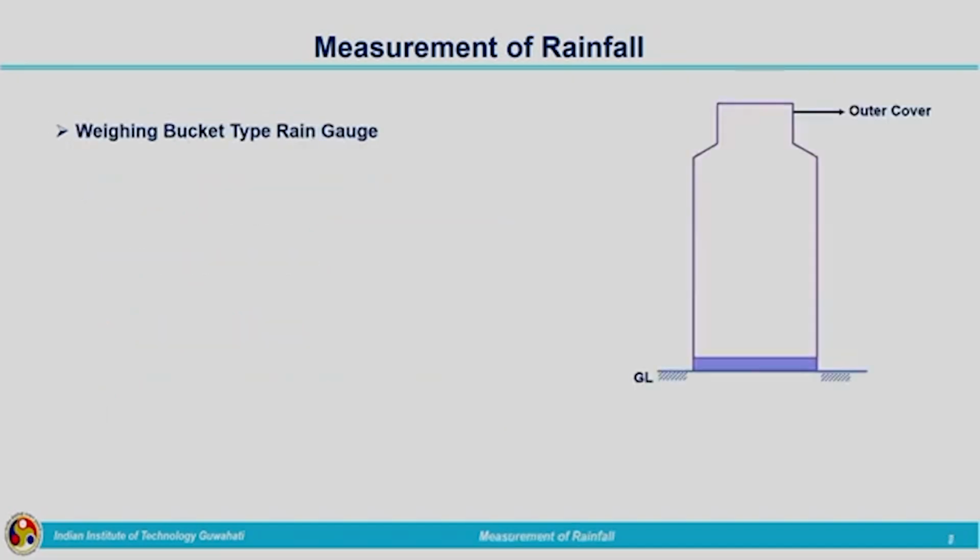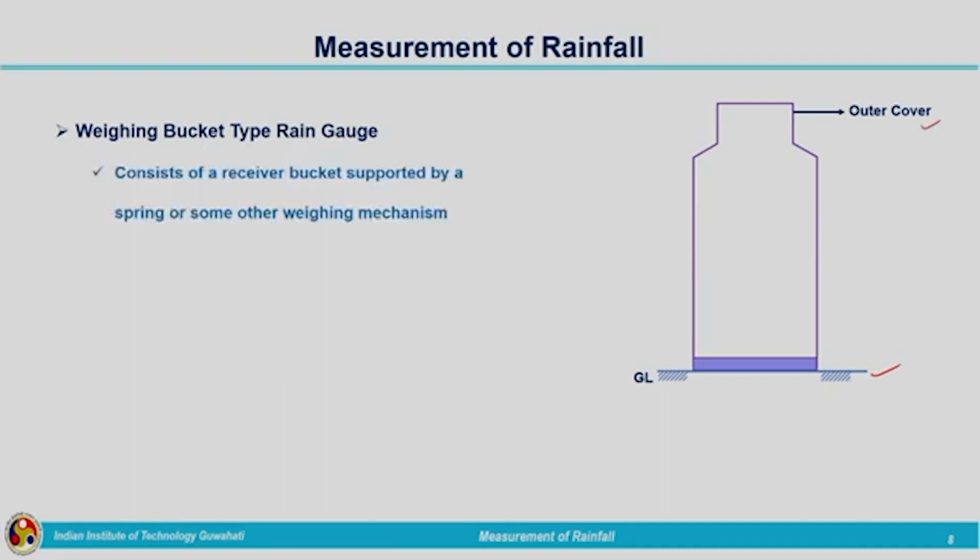First one is the weighing bucket type of rain gauge. Here in this case also you can see we are having the ground surface. This rain gauge is installed at the particular location where we need to measure the rainfall. This is the outer cover of the rain gauge, and it consists of a receiver bucket supported by a spring or some other weighing mechanism. The working principle is based on the spring action. So, here we are having the spring provided.